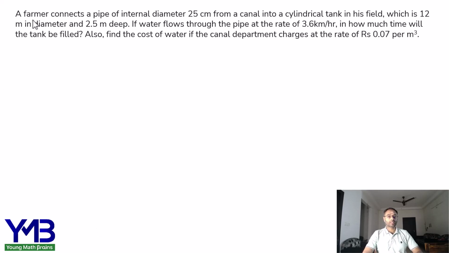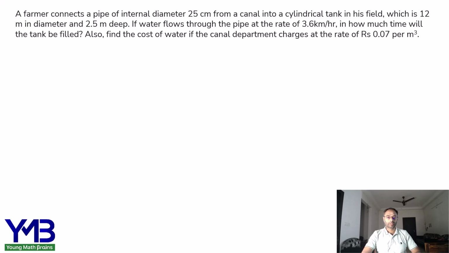A farmer connects a pipe of internal diameter 25 centimeters from a canal into a cylindrical tank in his field. The tank is 12 meters in diameter and 2.5 meters deep. If water flows through the pipe at the rate of 3.6 kilometers per hour, in how much time will the tank be filled? Also find the cost of water if the canal department charges at the rate of 0.07 rupees per meter cube.